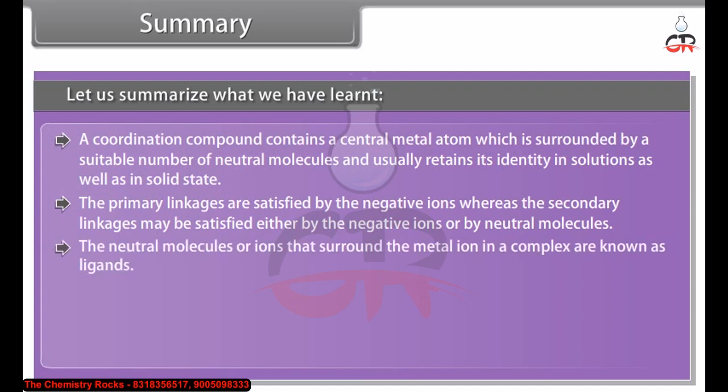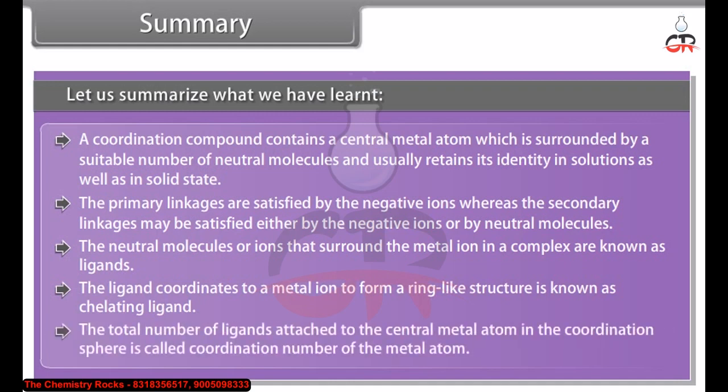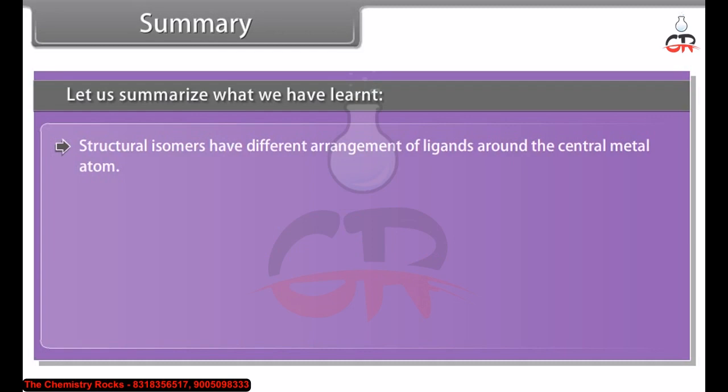The neutral molecules or ions that surround the metal ion in a complex are known as ligands. A ligand that coordinates to a metal ion to form a ring-like structure is known as a chelating ligand. The total number of ligands attached to the central metal atom in the coordination sphere is called the coordination number of the metal atom. Structural isomers have different arrangement of ligands around the central metal atom.